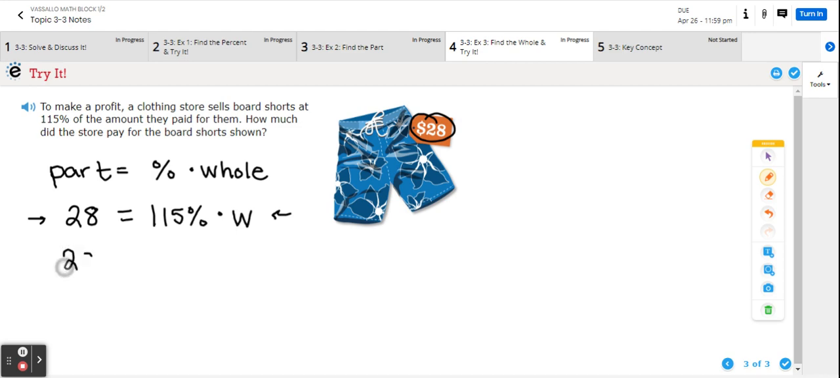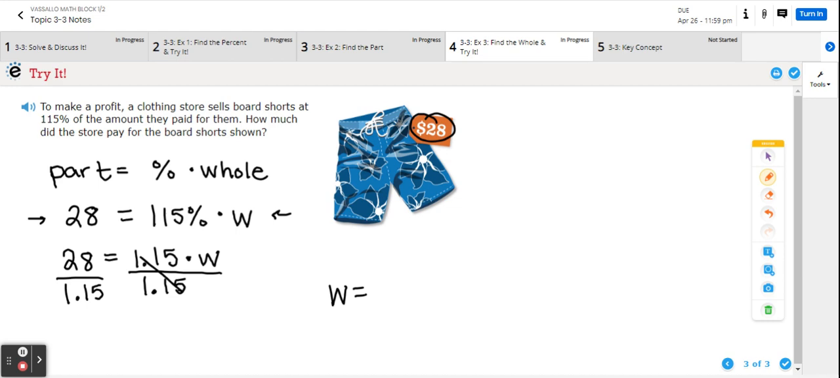So 28 is going to stay the same, 115% to the left, and we're going to multiply that by the whole thing. You want the whole thing to be by itself, so we're going to do some inverse operations here. Again, if you're using a calculator, the 28 gets typed into the calculator first. If you are not using a calculator, 28 would go inside the house.